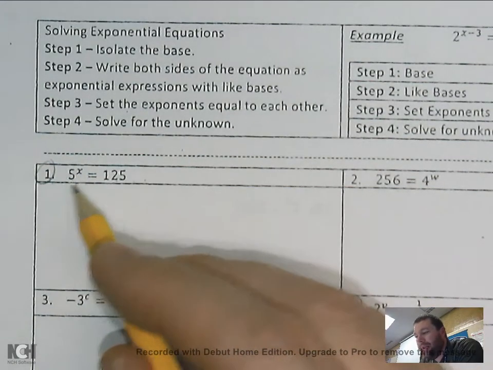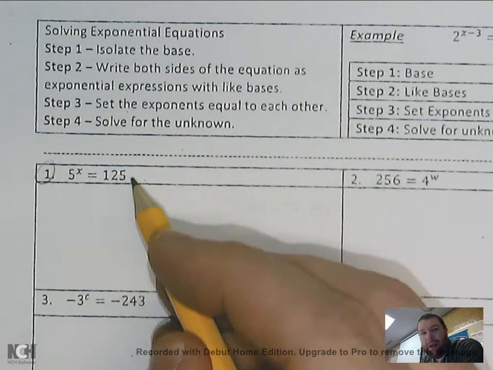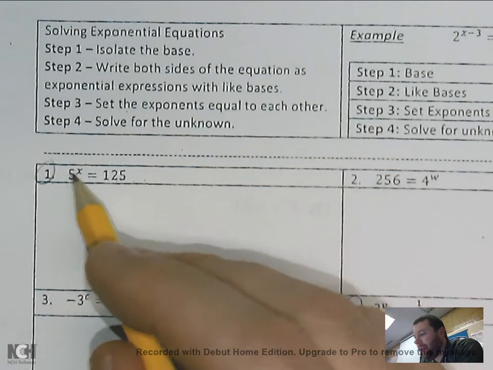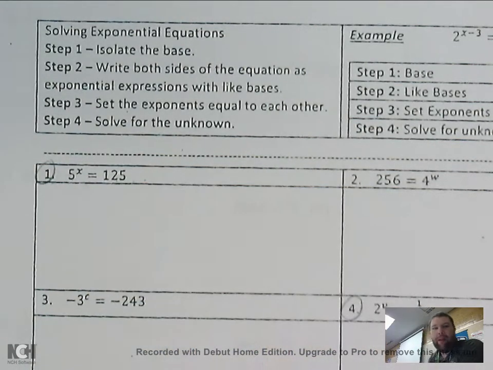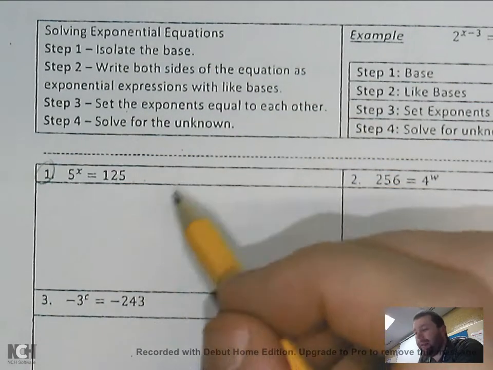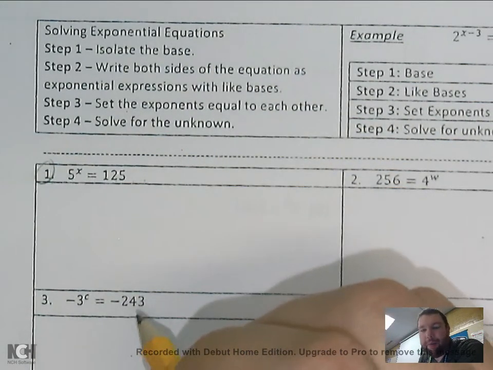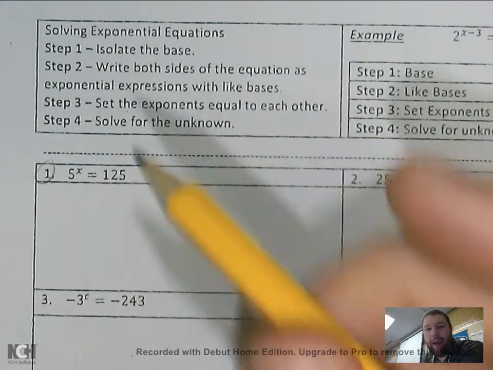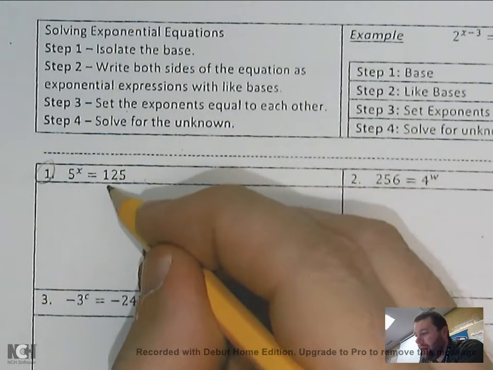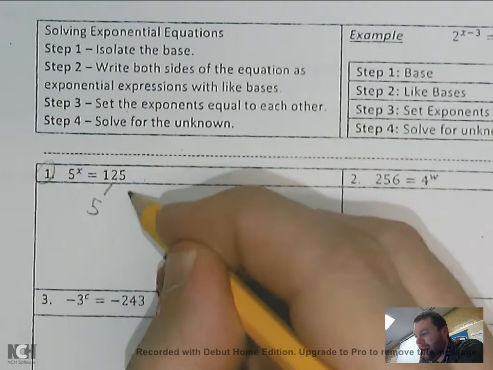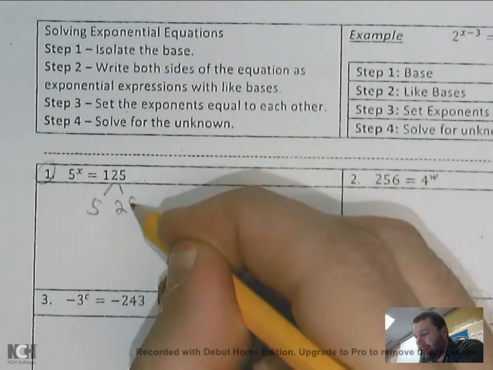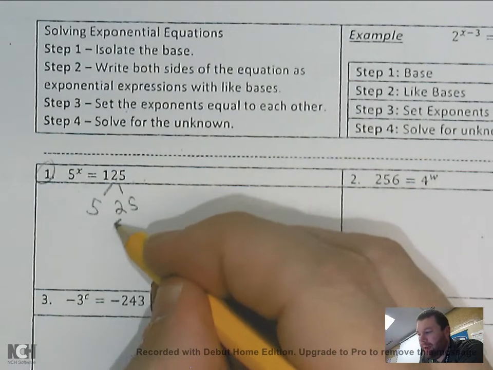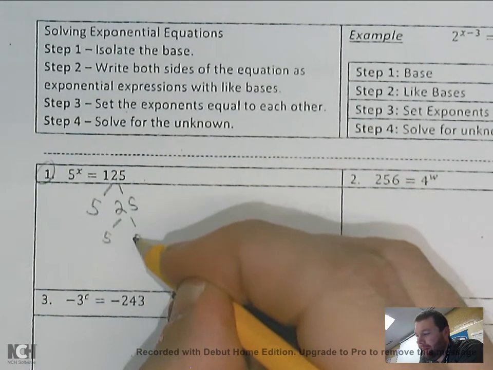So look at this, my base is already isolated on this side. Now I just need to get this side to be a like base. I need to get this to a base of 5. To do this, I'm going to see how many times 5 divides into it. I'm going to do what I call the dividing tree. I'm going to divide 125 by 5, and that gives me 25. I'm going to keep going until I get to 5. Then I divide that by 5, and I get 5.